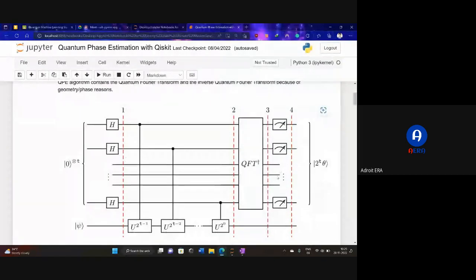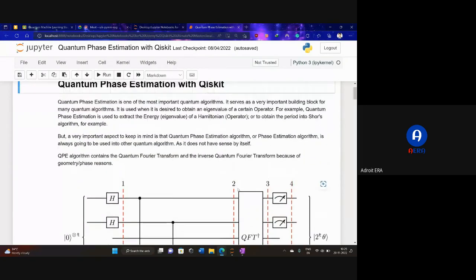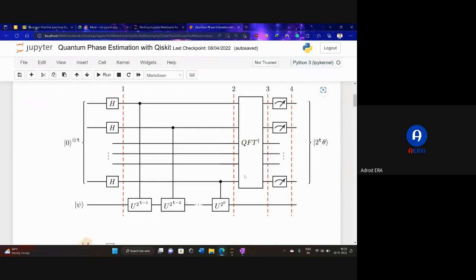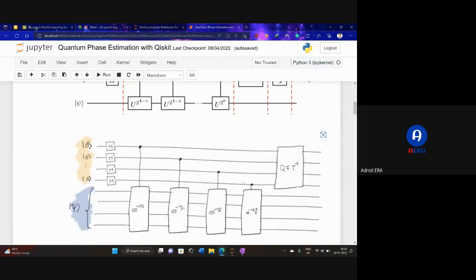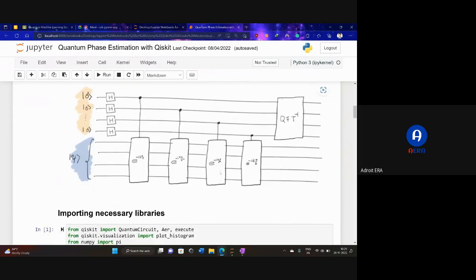So this is the circuit, as you all are familiar with. This is the same circuit which we saw yesterday. And also, as you know, this is used to extract the eigenvalue of an operator, and it will be used as a subroutine in Shor's algorithm. So we are going to see that also. So these are just two diagrams to reaffirm those facts.